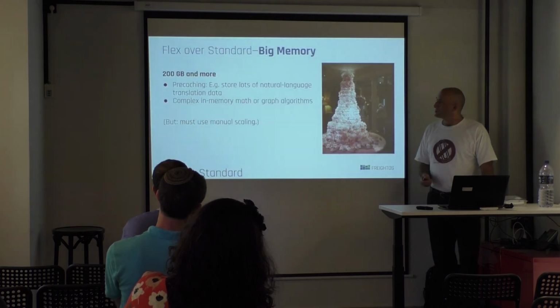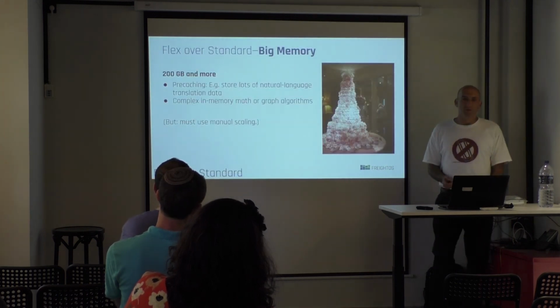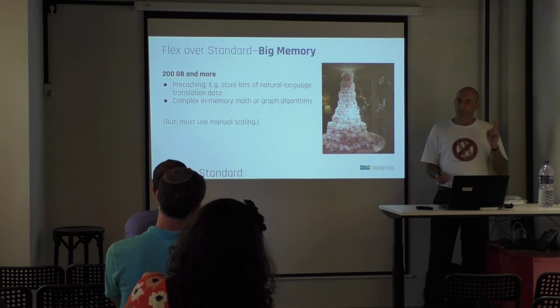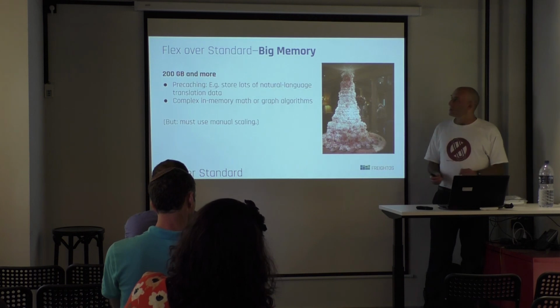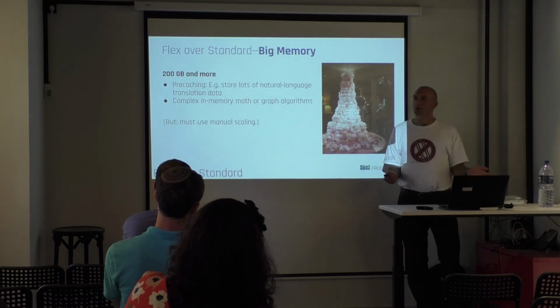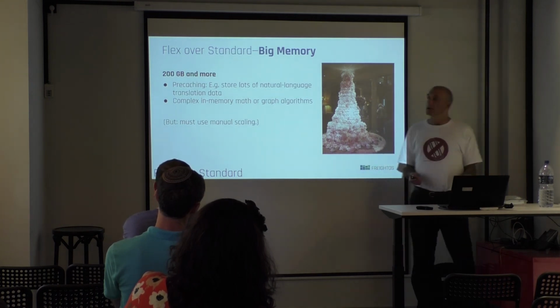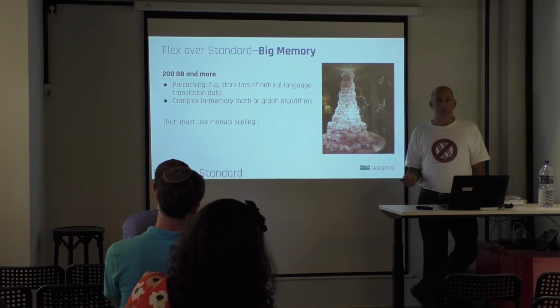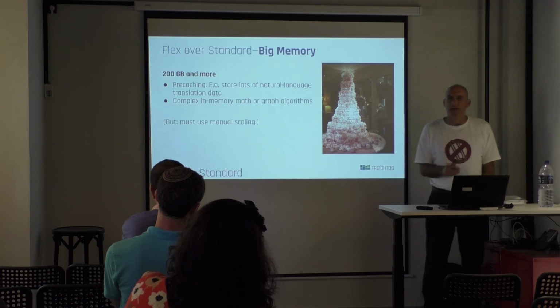Why might you choose Flex over standard? So first of all, if you need a lot of memory, 200 gigabytes, even 400, they're just coming out with that. Why? Well, maybe you need to pre-cache language translation strings. Let's say you have far more than you can fit into a memcache. And another use case is if you're running complex in-memory mathematical or graph traversal algorithms that need to have all the data right there for you. You have no time to query it out of the database.